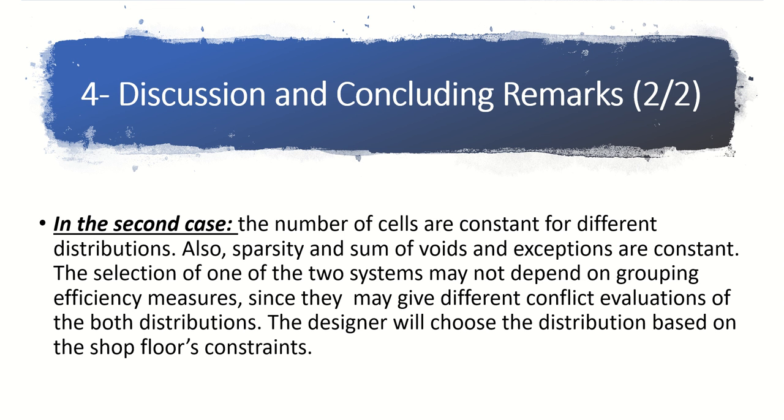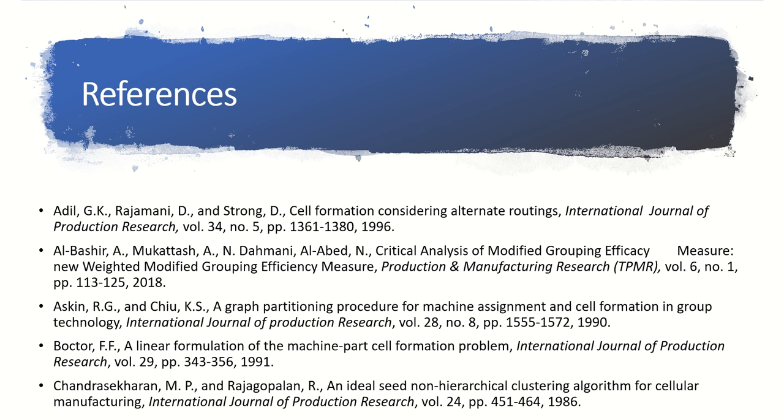In the second case, the number of cells is constant for different distributions. Also, sparsity and sum of voids and exceptions are constant. The selection of one of the two systems may not depend on grouping efficiency measures, since they may give different conflict evaluations of both distributions. The designer will choose the distribution based on the shop floor constraints.